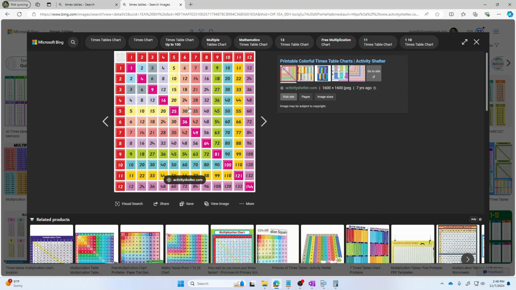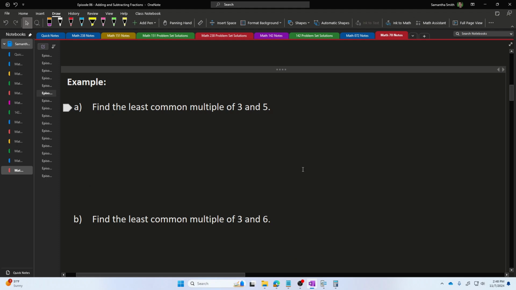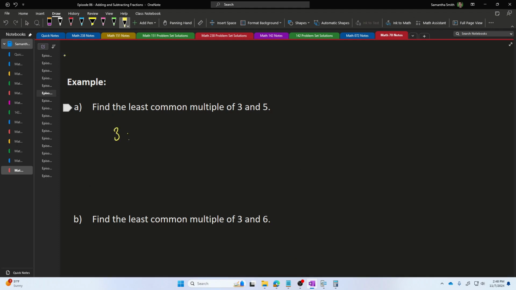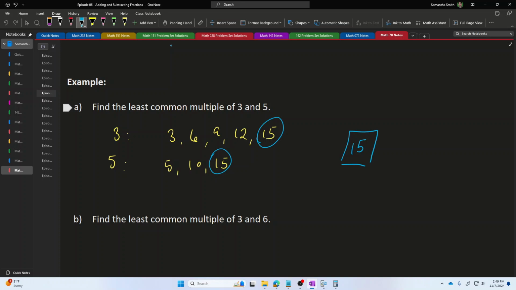30 also works for both numbers. 30 is also in both rows, but it's larger than 15 is. So I would use 15 as my least common multiple. 15 is a multiple of both 3 and 5, and it's the smallest such number, so 15 is the least common multiple.